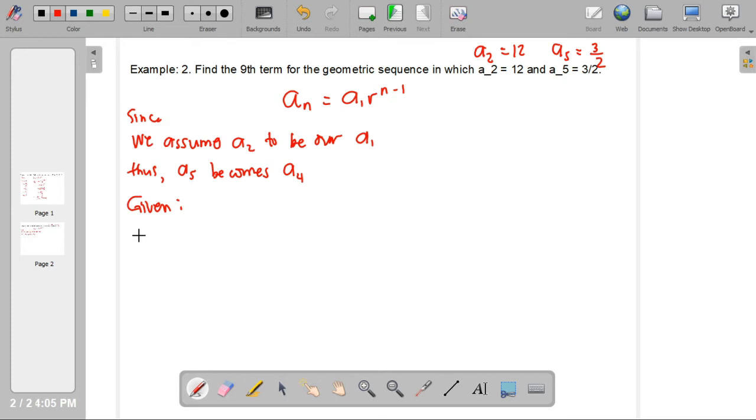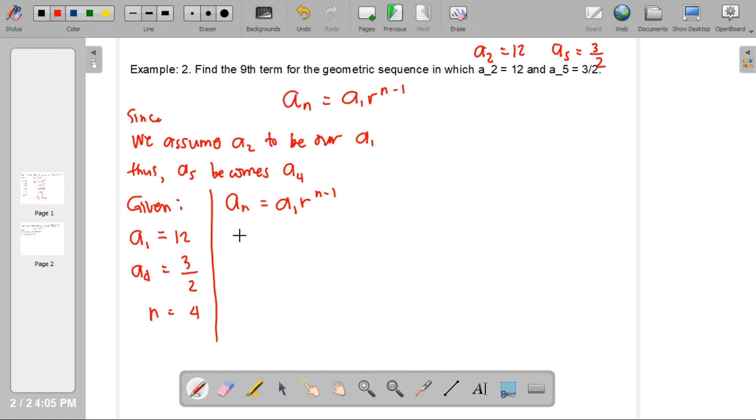Okay? So for our given, we have our a sub 1, which is equal to 12. Again, we assume that a sub 2, and then our a sub 4, is equal to 3 halves. Since a sub 4 is our last term for this sequence, our n should be equal to 4. Now that we have this, we can proceed to a sub n equals a sub 1 times r to the exponent of n minus 1.